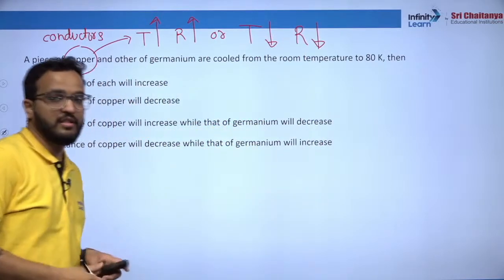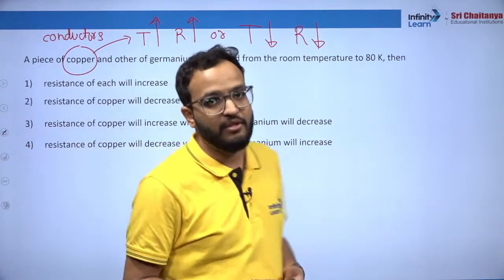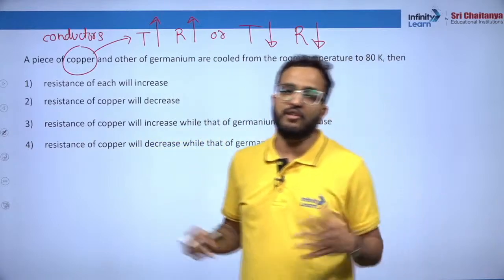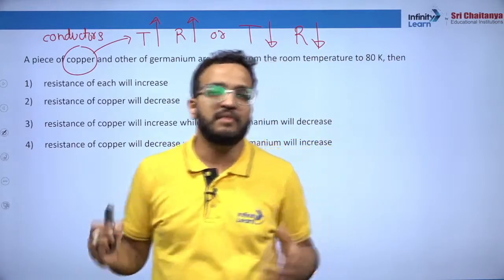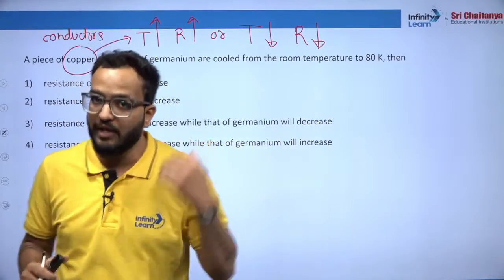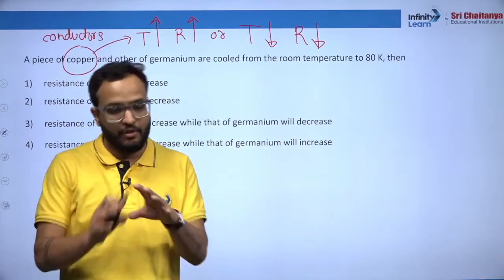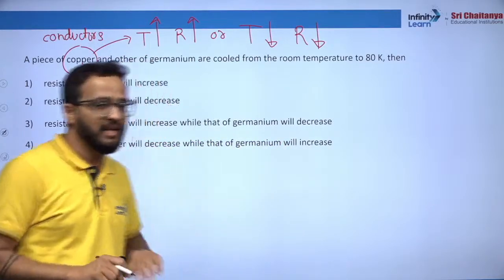Why? Because resistance depends upon the collision frequency of electrons. So if you increase the temperature, more and more electrons will collide among themselves, because of which resistance will rise. Okay, and if you reduce the temperature, electrons will collide lesser and the resistance will be lesser.